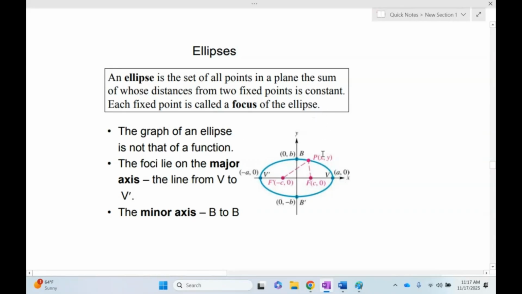Now, just some background about an ellipse. An ellipse is the shape for the orbit of most of the planets. We talked about a parabola, and the parabola has a satellite dish kind of functionality. So this is what makes an ellipse an ellipse. The definition says the set of all points whose sum of distances from two fixed points is constant. So here's what that means.